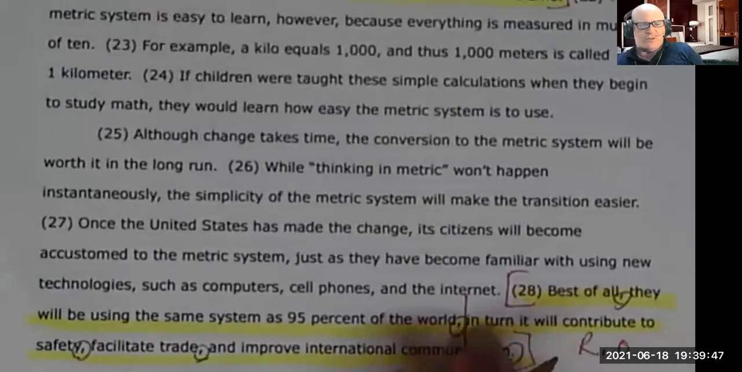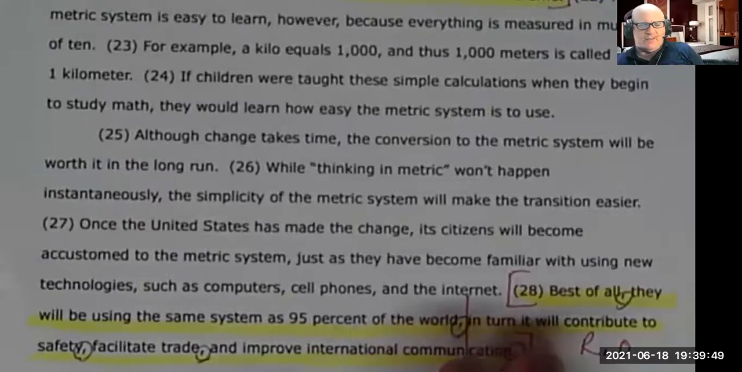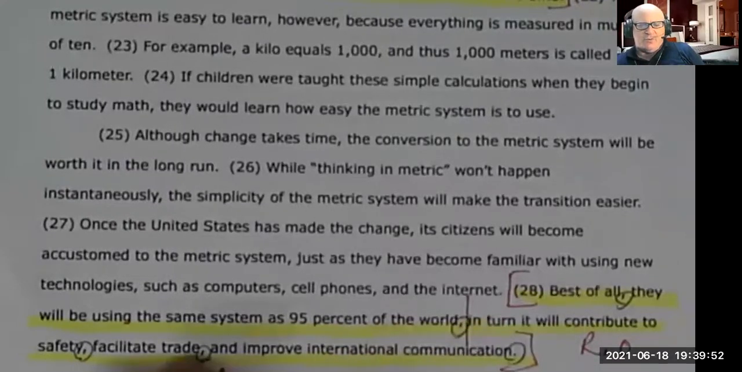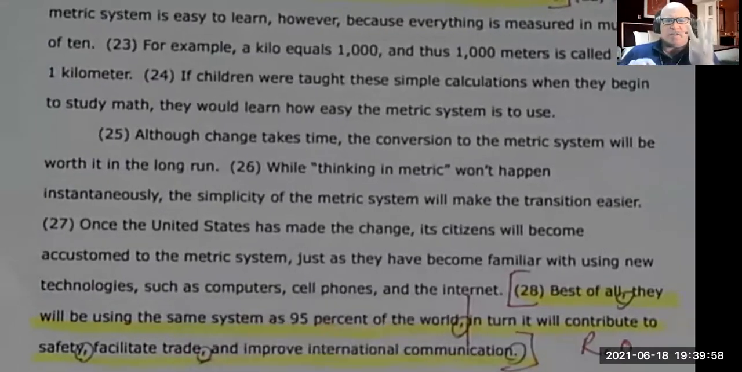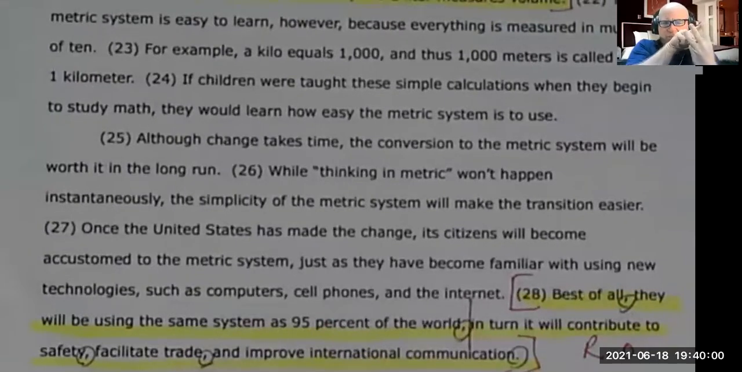In turn, it will contribute to the safety, comma, facilitate trade, comma, and improve international communication. So we have three things on a list there. So commas in a series can work this way. You have the first thing, contribute to safety, comma, see where my hand's going down, facilitate trade, comma, and improve communication. Now, they're never going to test that last comma. Let me go ahead and come out of the screen for a second. They're never going to test that last comma. So keep in mind what we have here.